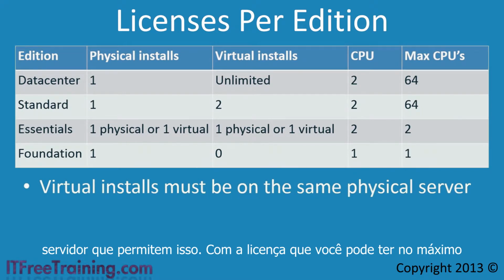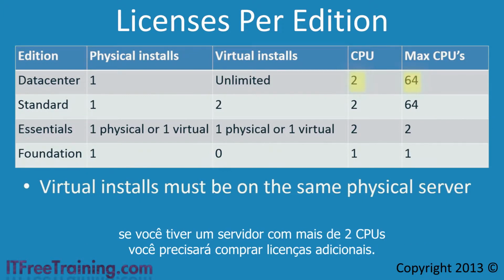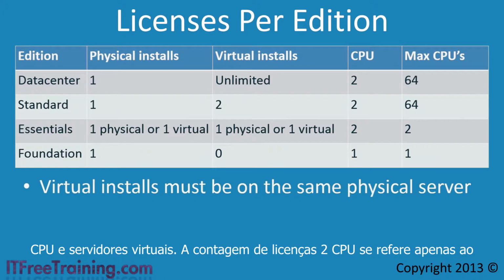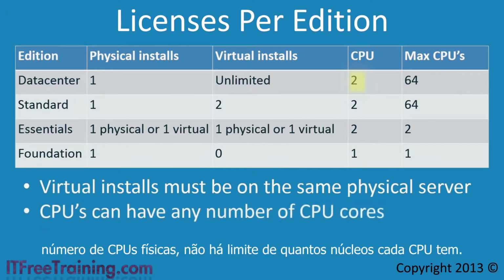With the one license, you can have a maximum of 2 physical CPUs in the server. Data Center does support up to 64 CPUs, which if you have a server with more than 2 CPUs, you will need to purchase additional licenses. Later in this video, I will cover purchasing additional licenses to allow you to run additional CPUs and virtual servers. The 2 CPU license count only refers to the number of physical CPUs. There is no limit to how many cores each CPU has.